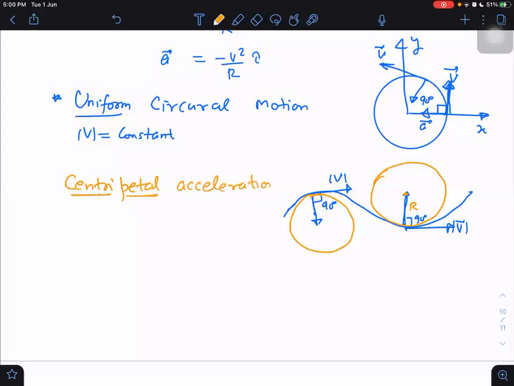It is called centripetal acceleration. Okay, it will always be pointing towards the center. And while this centripetal acceleration is there, and other accelerations are not existing, then the speed will be constant.